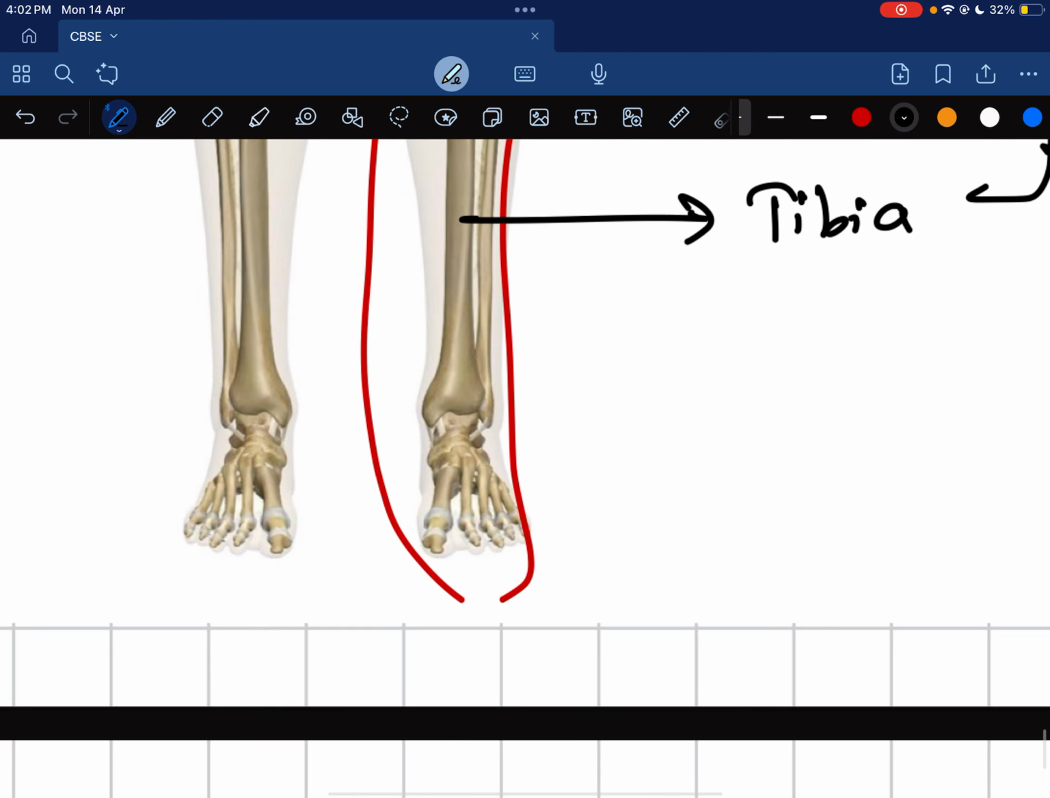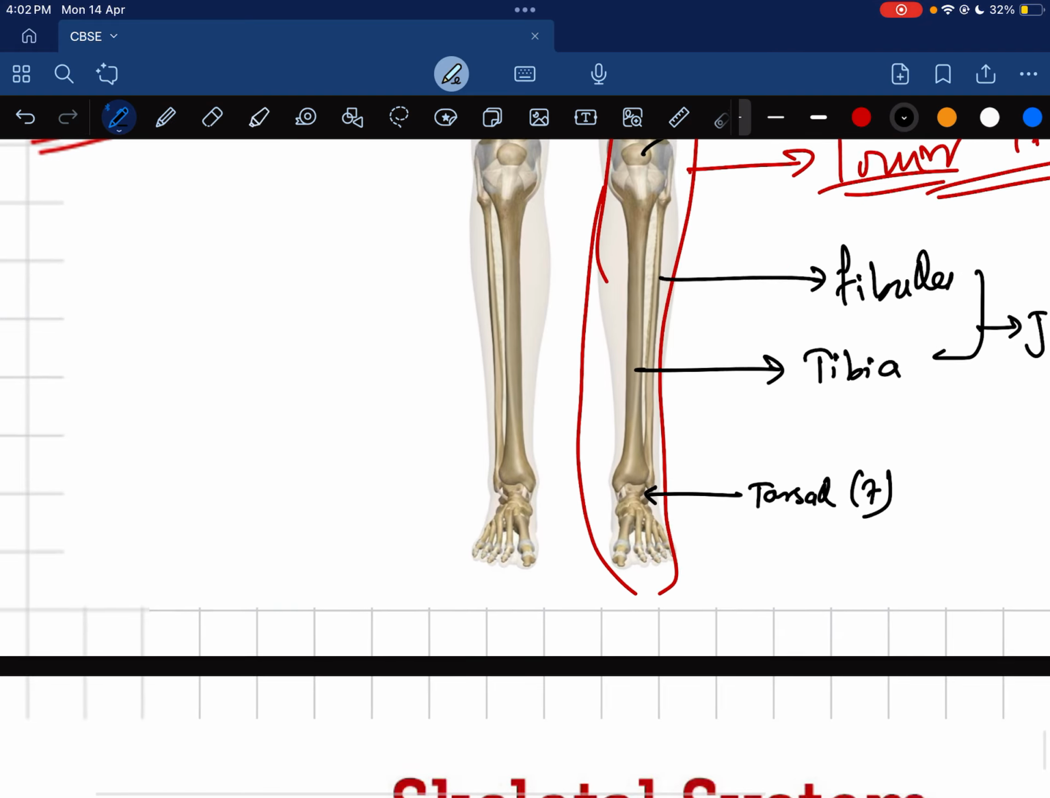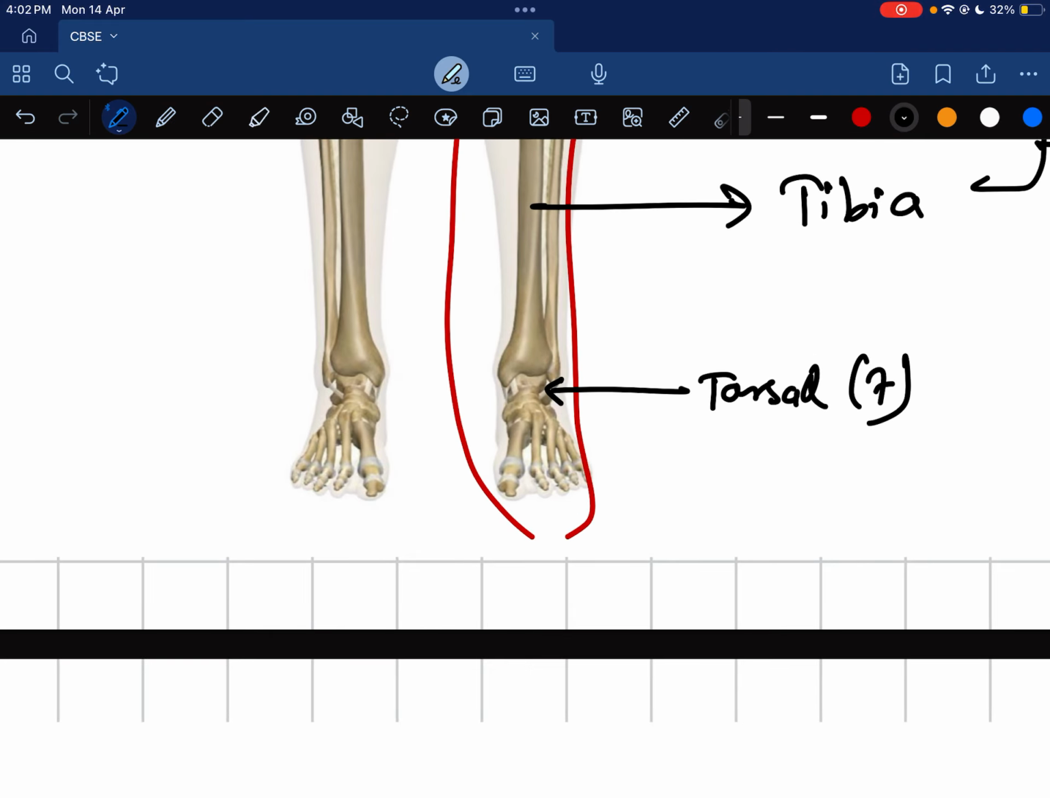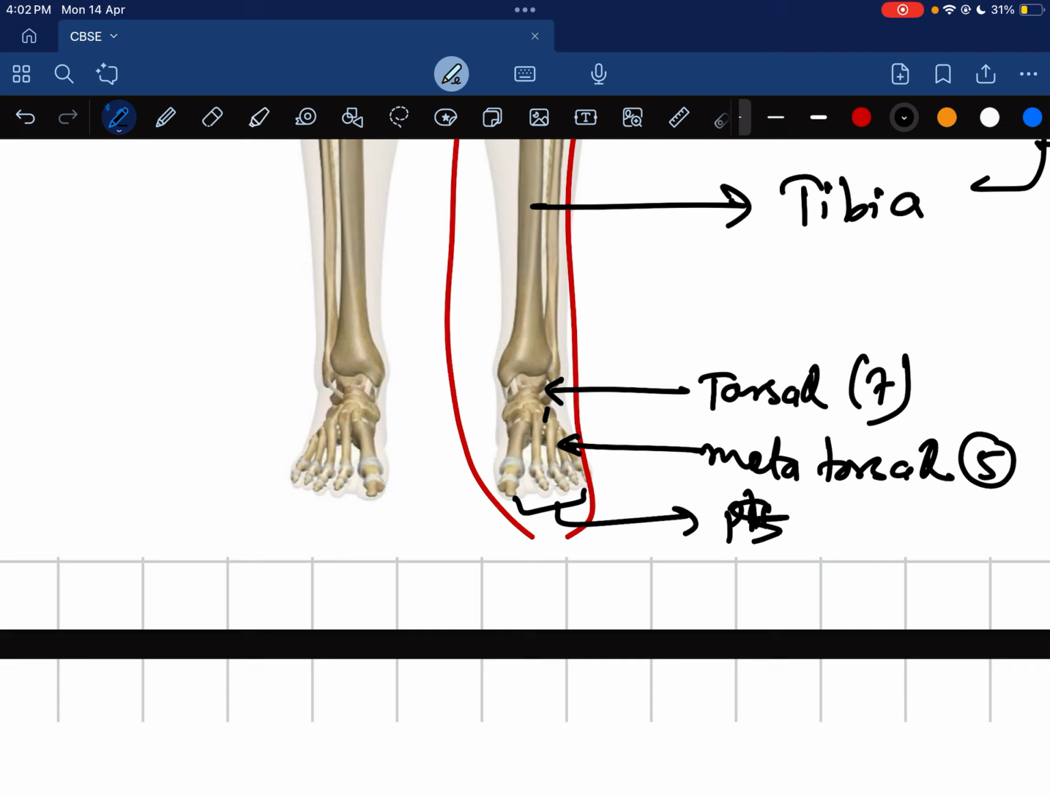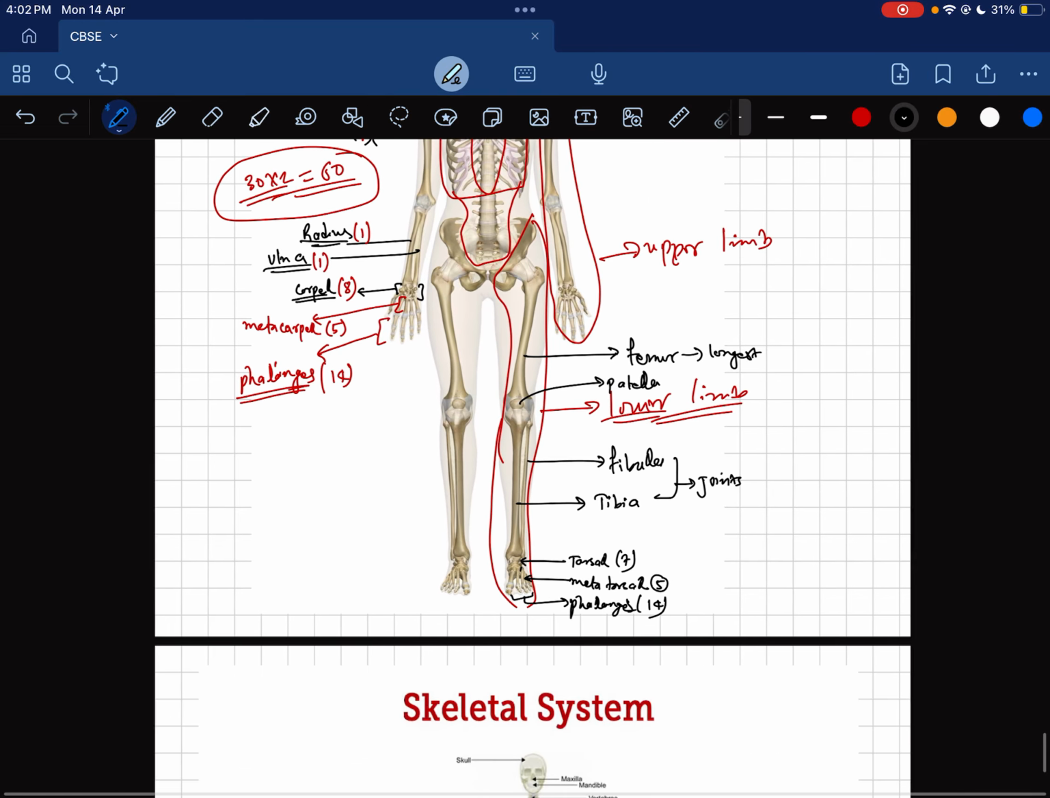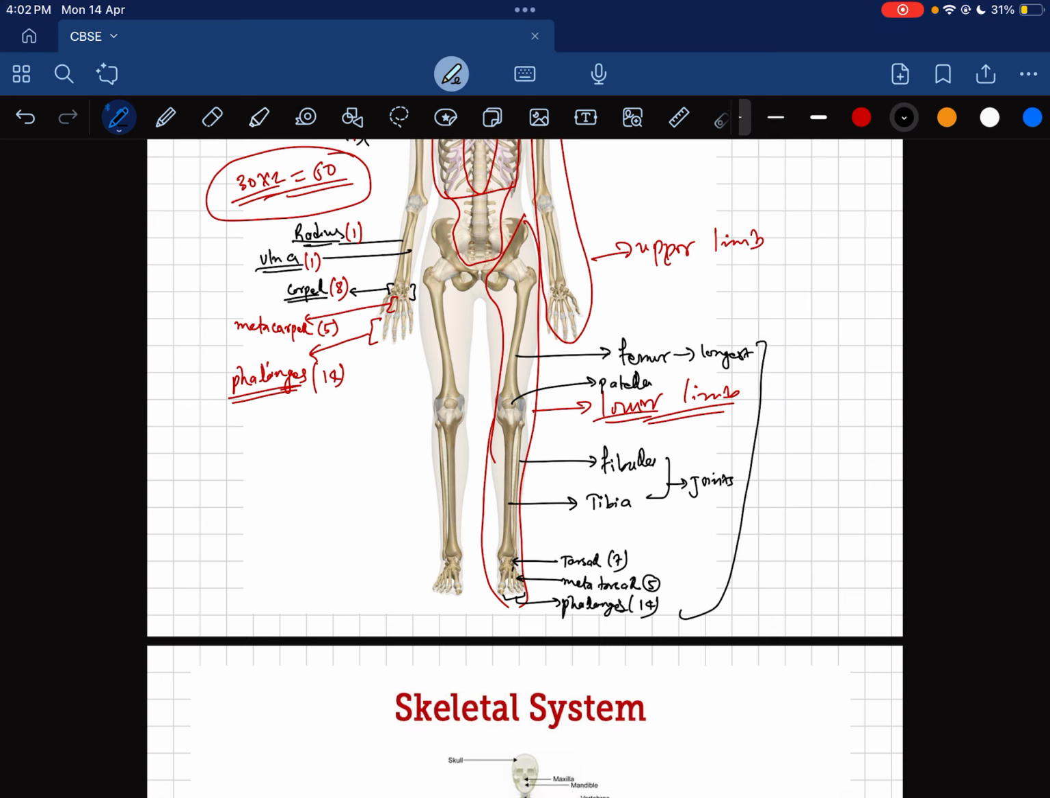After that, in the leg there are tarsal bones. It is 7 in number. After that there are metatarsal bones. This is 5 in number. After that there are also 14 phalanges. Phalanges number 14. And when we look at both, we multiply by 2.